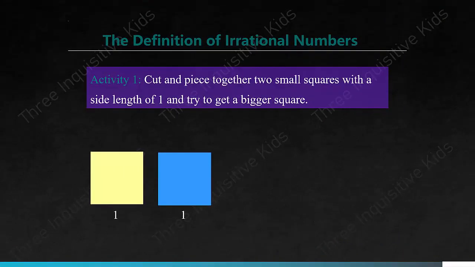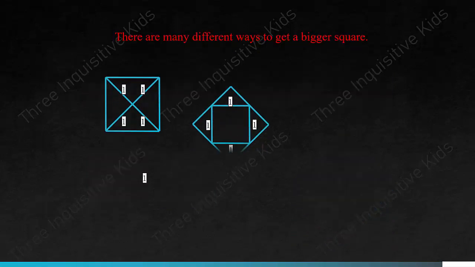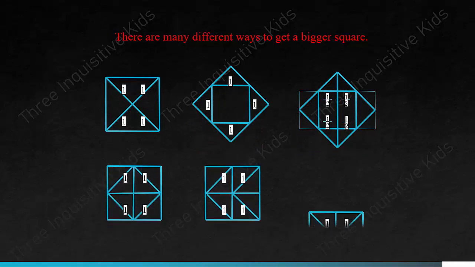Cut and piece together 2 small squares with a side length of 1 and try to get a bigger square. So over here what we're doing is splitting each square up into 2 identical triangles. And then when you put these 4 triangles together, you get a square. There are many different ways to do this. And here are some other examples that you might want to try out yourself.